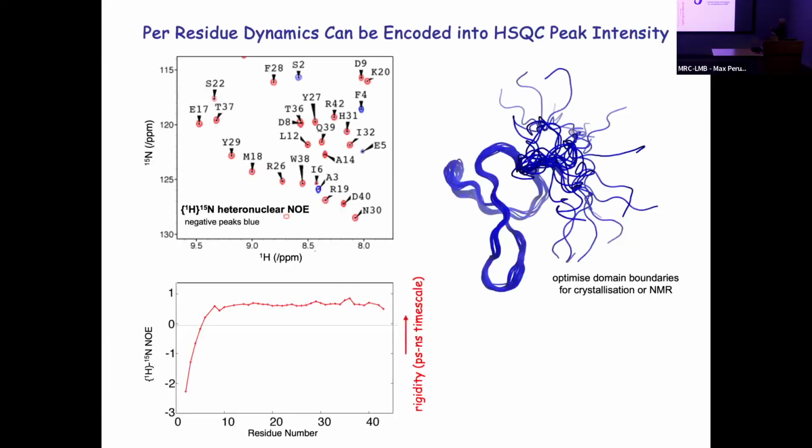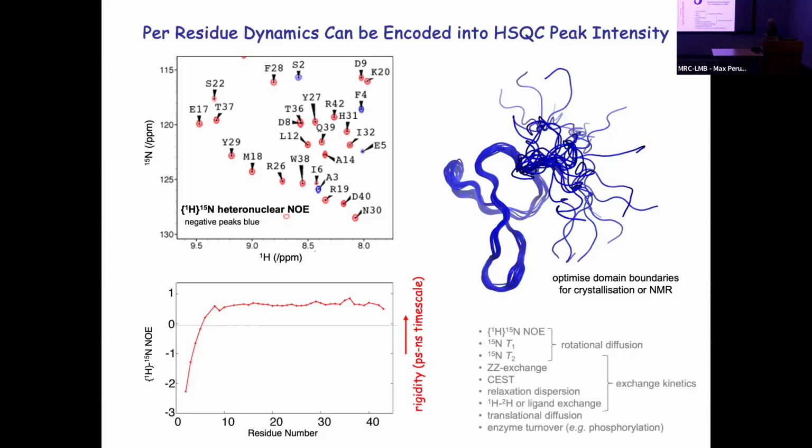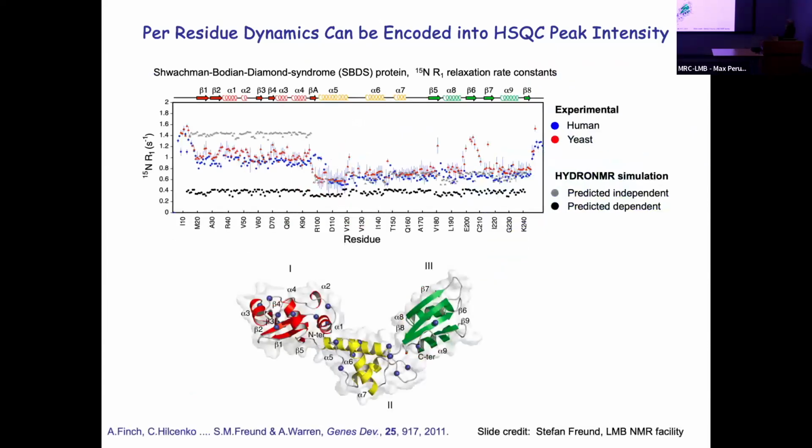Jane will come into this. I really will wrap up now. This is just saying we can encode the amount of flexibility in the backbone of a protein chain into the intensity of peaks in these HSQCs. So here we plot the peak intensity as a function of residue number, and you can see the first few residues are unstructured in this particular case. This is a very simple example on which we can get dynamic information out.